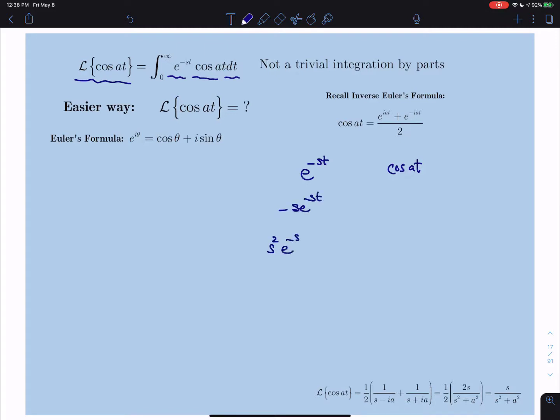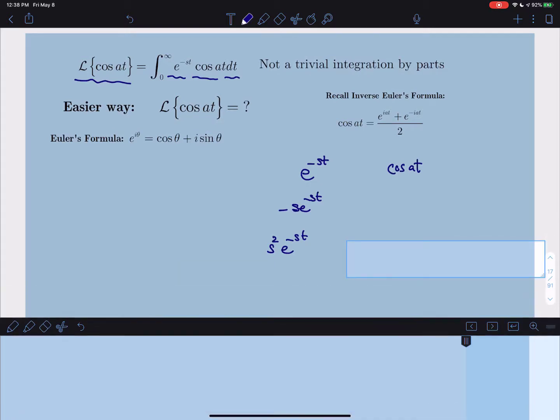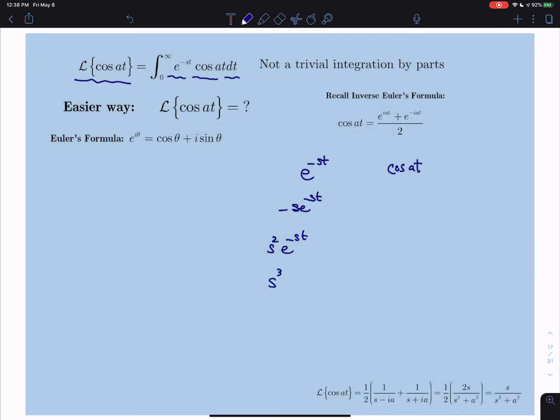s squared e to the minus st, s cubed, negative s cubed e to the minus st. And you notice that the derivative doesn't end. So using the tabular method is nice, but it only works if the function which you're differentiating has a terminating derivative. And then you could integrate cosine of at and keep going forever.